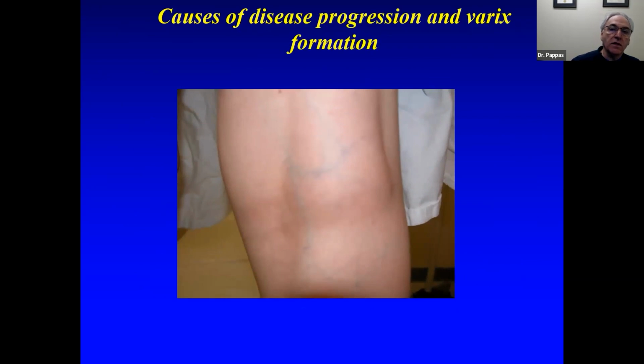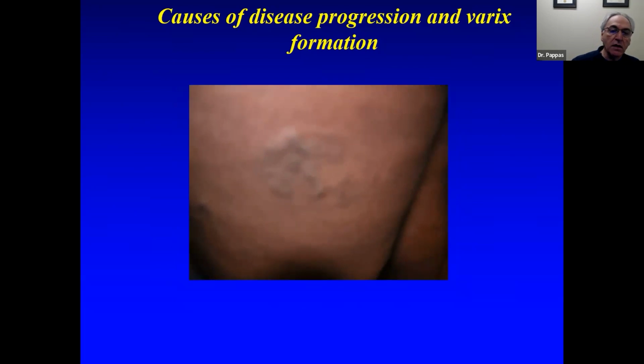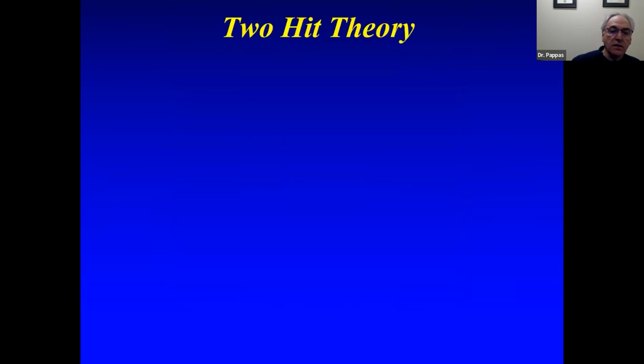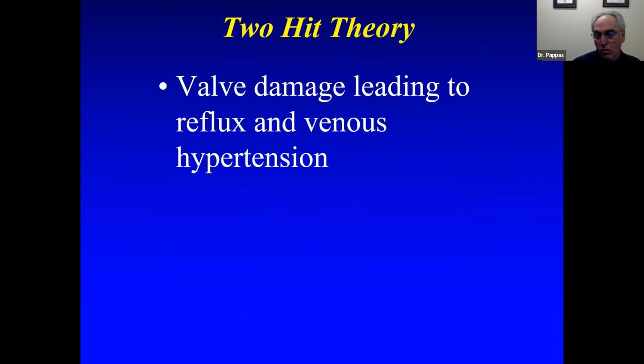So the real question is, why do people progress from something as simple as a small reticular vein to then a varicosity, to these huge varicosities, and then on to worse disease? Well, right now there is a two-hit theory for varicose vein formation.